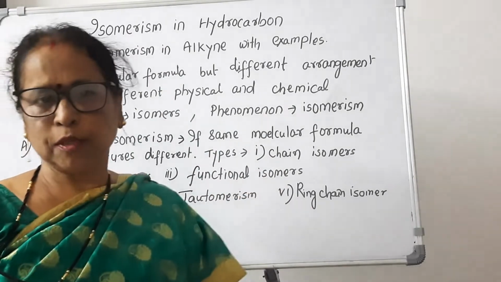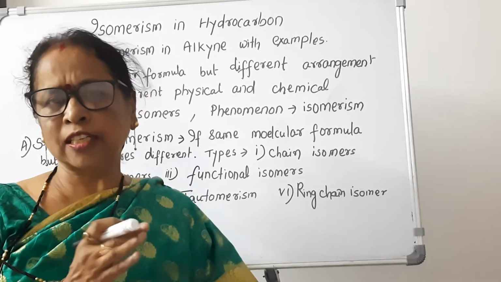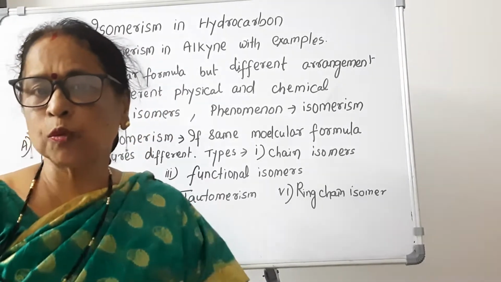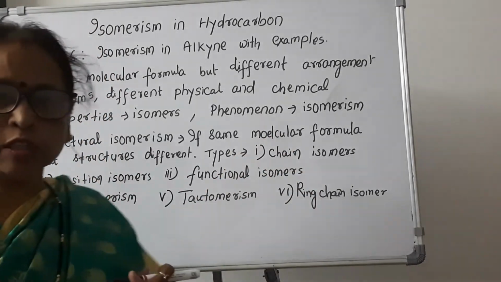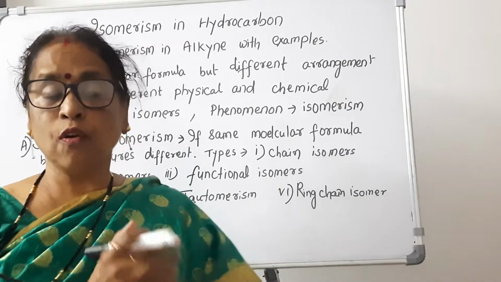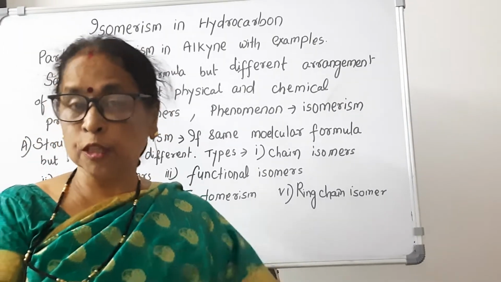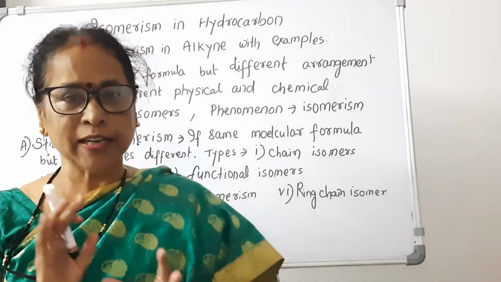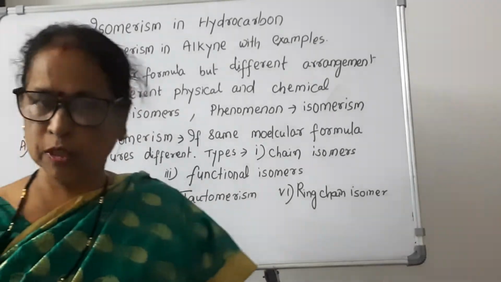First is chain isomerism. What is chain isomerism? Chain isomerism means the branching is different: same molecular formula but the branch position is different. I will explain one by one. Then position isomerism: the position of the functional group, position of a double bond, position of a triple bond, position of OH, CHO, like this. If the position is different, 1, 2, 3 like this, then it is called positional isomerism.